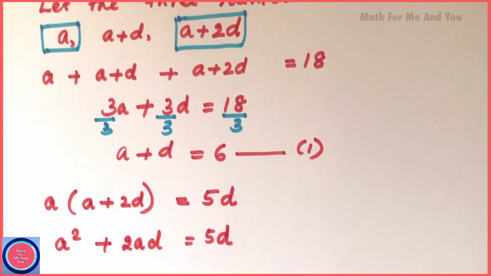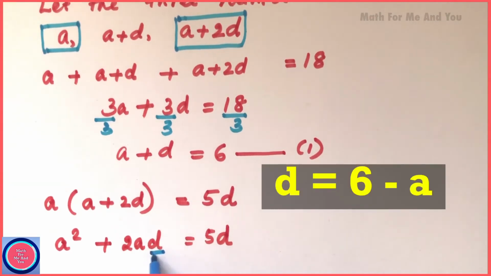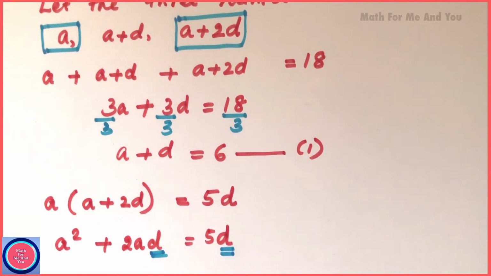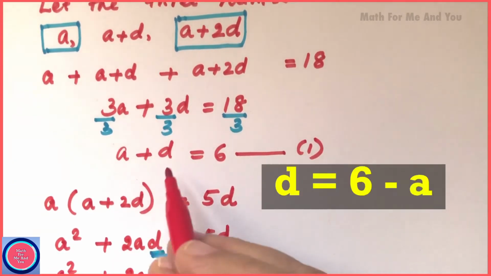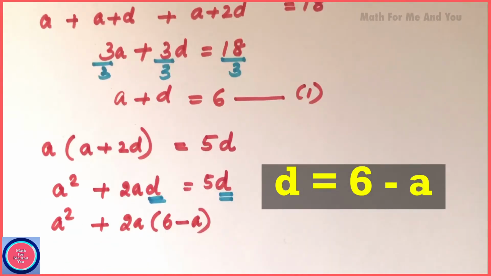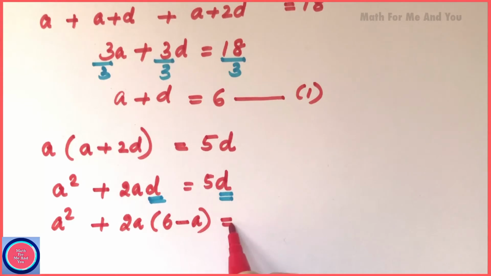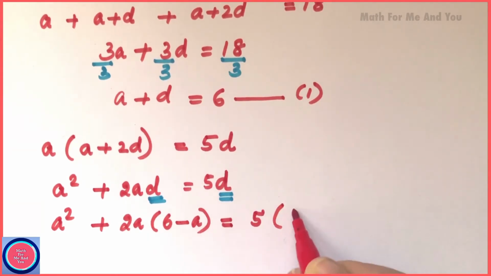Now we can change D and write in terms of A. From equation number 1, we can write what is D? D equals 6 minus A. So we are going to replace D with the value 6 minus A. A square plus 2A times 6 minus A is equal to 5 times 6 minus A. Just we replace D with 6 minus A.